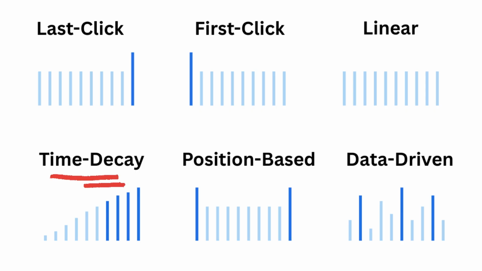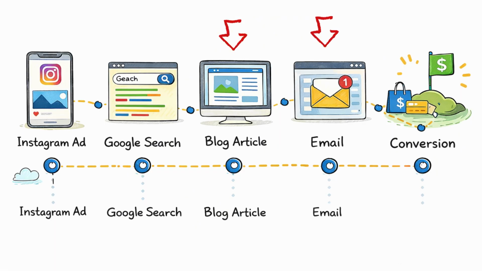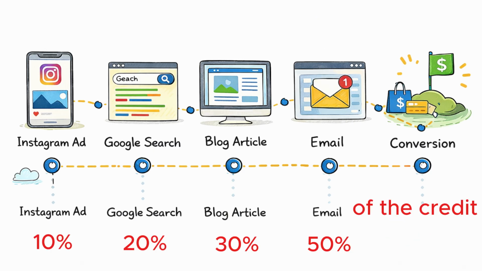The time decay model assumes that touchpoints closer to the conversion are more influential. For example, first the user sees an ad on Instagram, then clicks on a search advertisement, then reads a blog, then gets an email, from which they make a purchase. Instagram might receive 10% of the credit. Search might receive 20% of the credit. The blog might receive 30%, and the email might receive 50%. The closer the interaction is to the conversion, the more credit it receives.